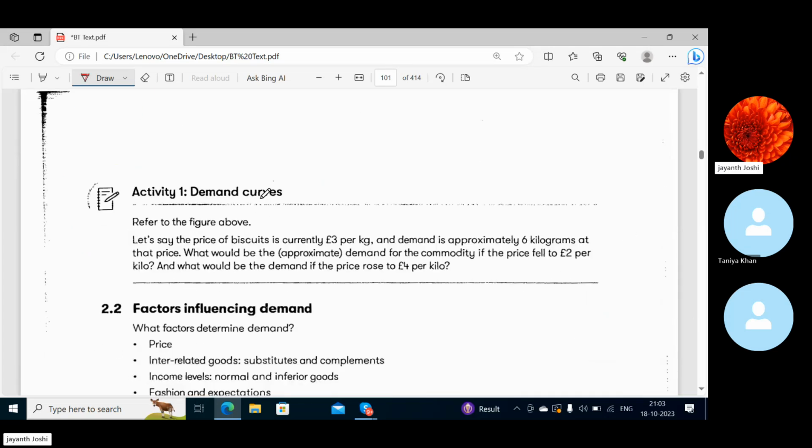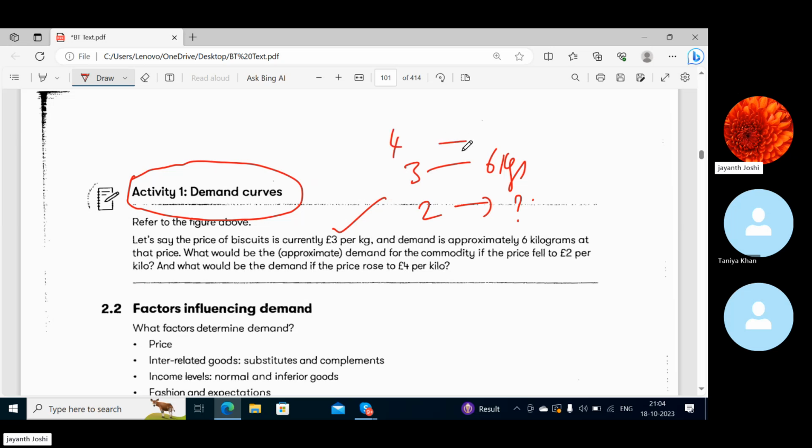Demand curves. Now there is an activity you have to perform. Let's say the price of biscuits is 3 rupees per kg, and the demand is approximately 6 kilograms. So for 3 rupees, you want to buy 6 kgs. At that price, what would be the approximate demand if the price fell to 2 rupees? How many kgs will you buy? And what would be the demand if the price rose to 4 rupees per kg? That's the question for you. Now try to answer.